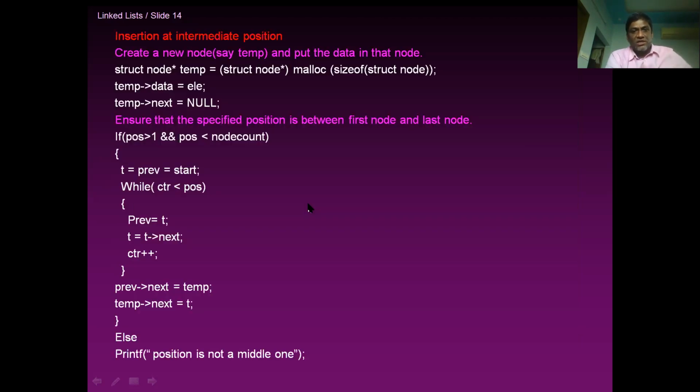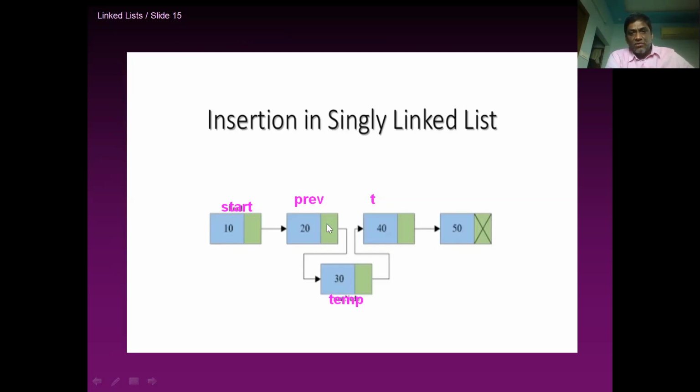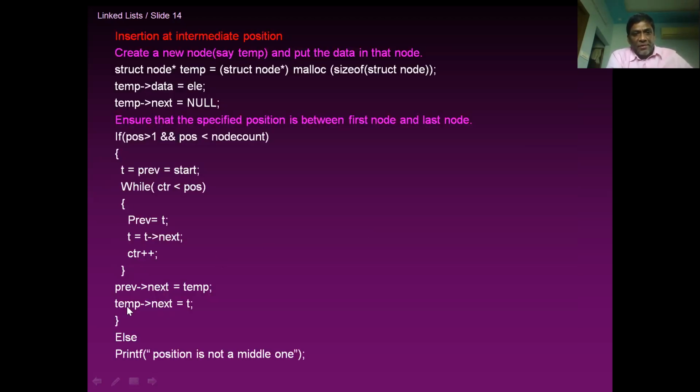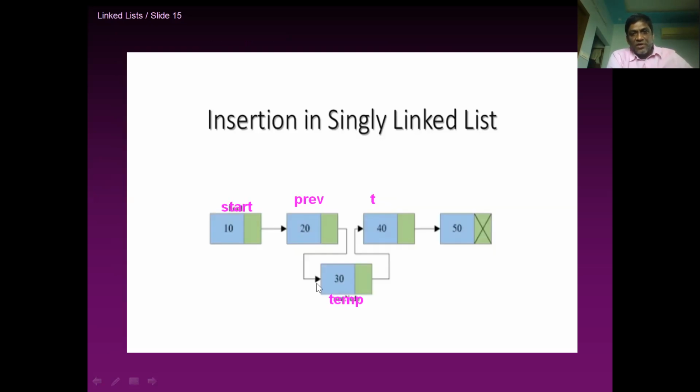Then what is the next step we need to do after the loop? Previous next is equal to temp. So this pointer is connected to temp. And then the next step is temp next is equal to t. You can see it. That means we are putting this pointer, temp next is equal to t.